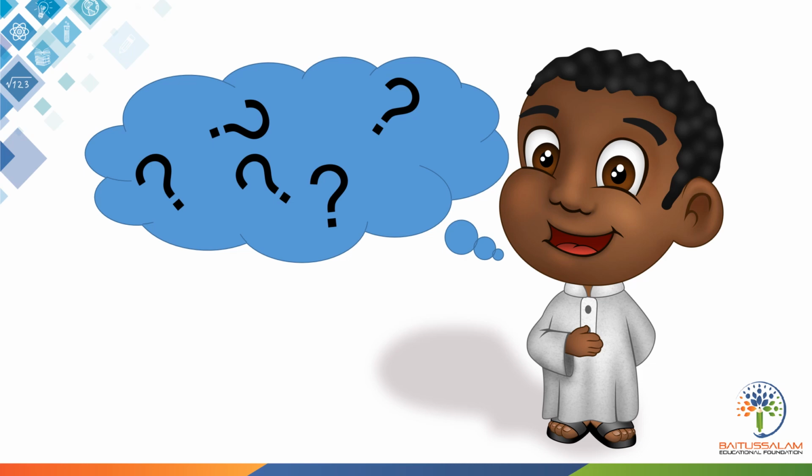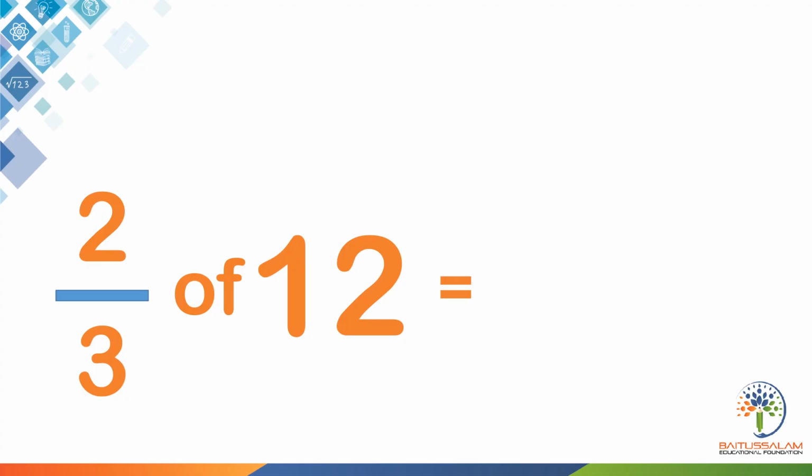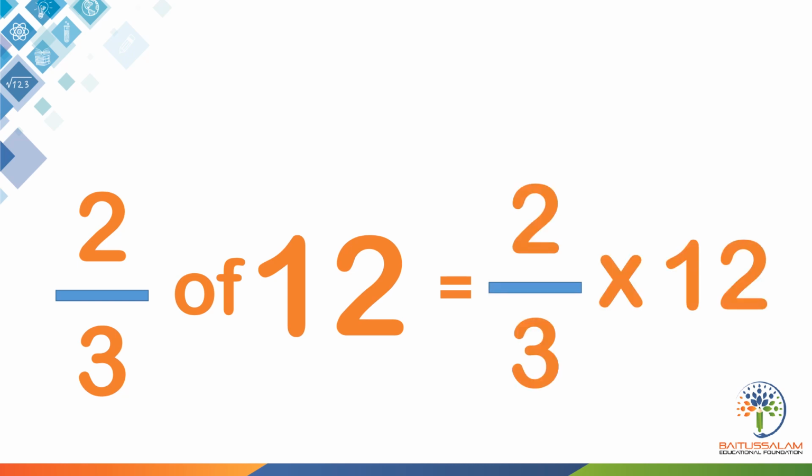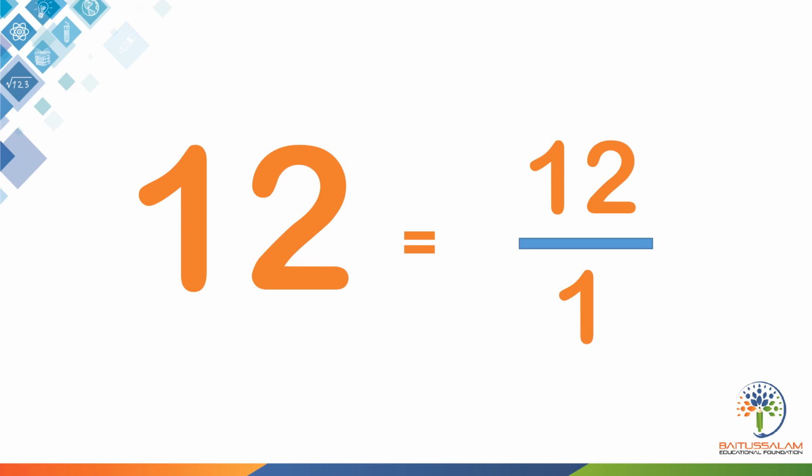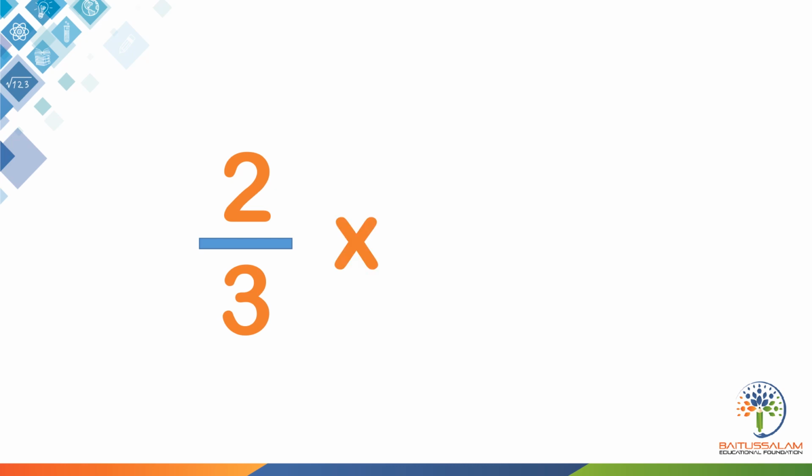We can learn this from a real-life example. Suppose we have 12 cans of orange juice, and you want to drink 2 upon 3 of these cans. So our question becomes 2 upon 3 of 12, which is the same as 2 upon 3 multiplied by 12. 12 is a whole number; if written as a fraction, it is basically 12 upon 1, so our question becomes 2 upon 3 multiplied by 12 upon 1, so we just multiply the numerators and the denominators.